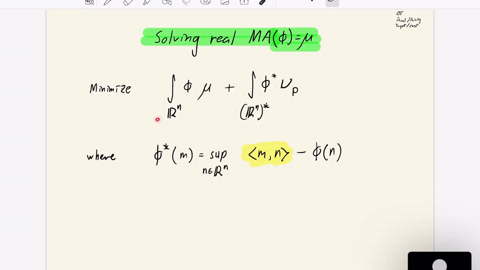So we looked at this functional before. This is a way to find solutions to the real Monge-Ampère equation on R^m. It's a function dependent on phi here. So if we want to solve this equation here, we integrate phi against mu, and then we integrate phi star against, I'm calling it nu p here. So nu p here is, for example, in the toric setting, the uniform measure or the Lebesgue measure restricted to a polytope. So this is how you solve Monge-Ampère equations in a toric setting.